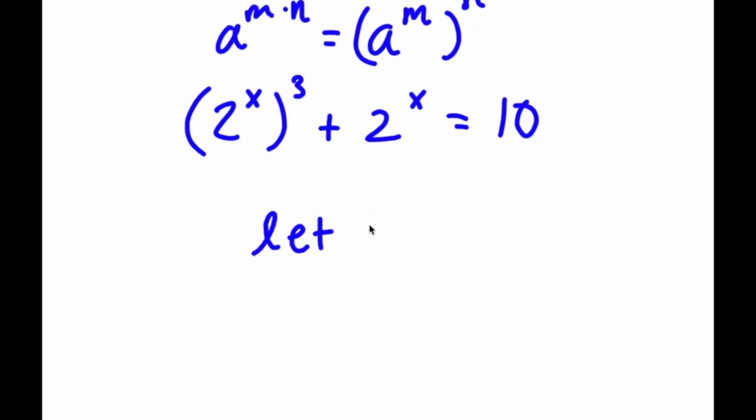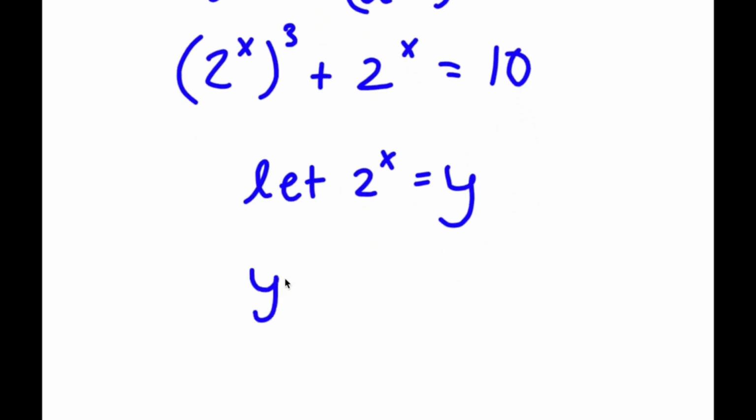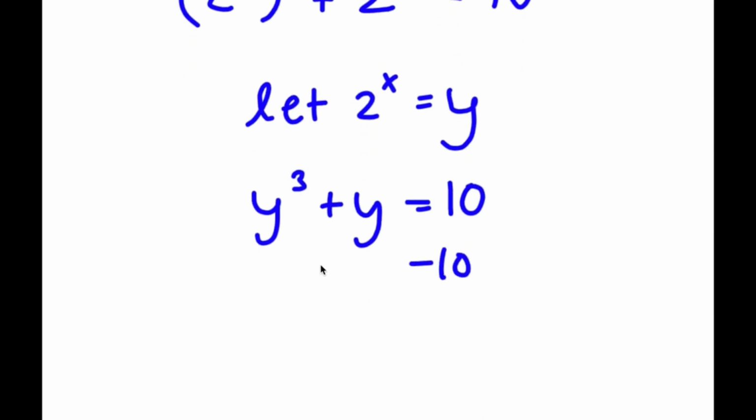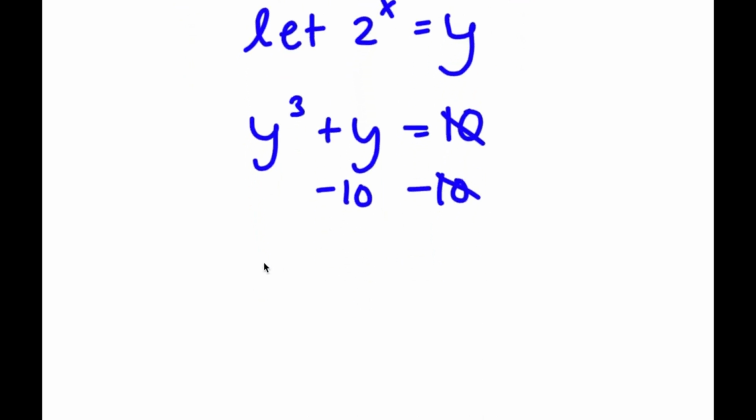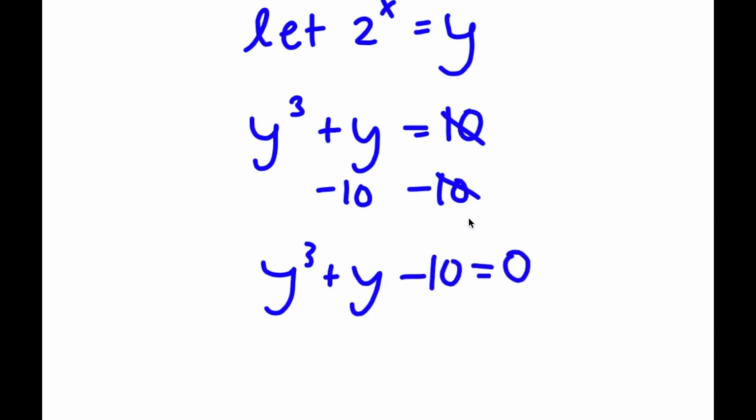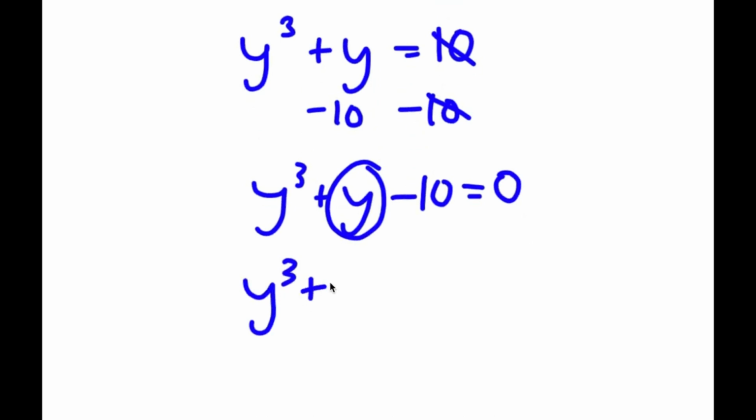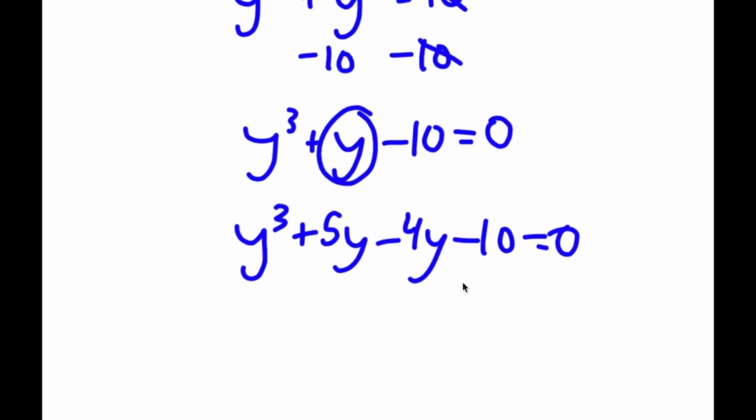Now I'm going to let 2 to the power of x equal to the variable y. So I have y to the power of 3 plus y is equal to 10. Now if I subtract 10 on both sides, these two cancel out, and I get y to the power of 3 plus y minus 10 is equal to 0. Now I can rewrite y as 5y minus 4y. So I have this minus 10 is equal to 0.